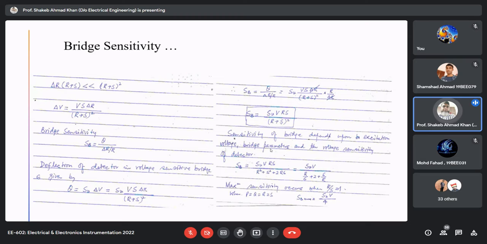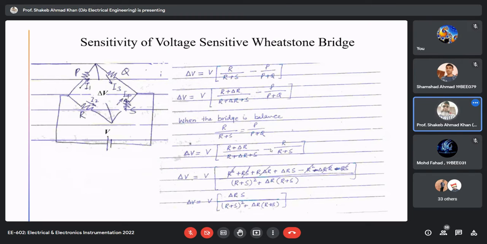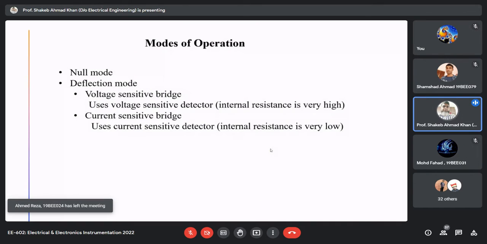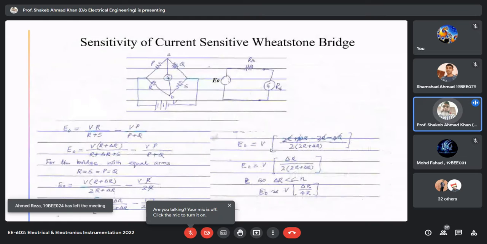This discussion, whatever I have made, is specific to the voltage sensitive bridge, which is basically a deflection mode of operation. Now we'll come to the current sensitive bridge.